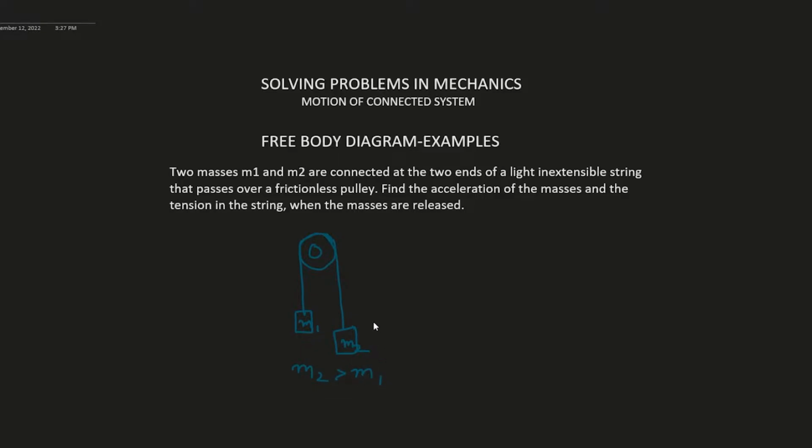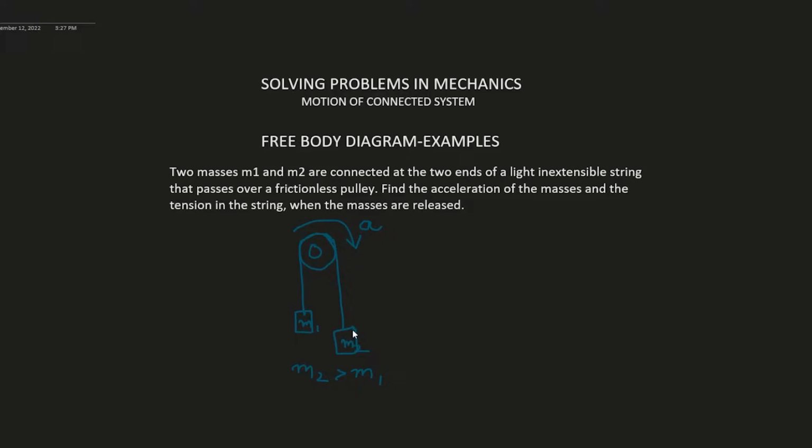Now let us say that your mass m2 is greater than m1. In such a case, your system will move in this direction, let us say with an acceleration a. Now as we have seen in the earlier example also, we have to draw the free body diagram, and for that we have to follow steps. So the first step is to identify the system. Here our system consists of two masses which are connected with a string.